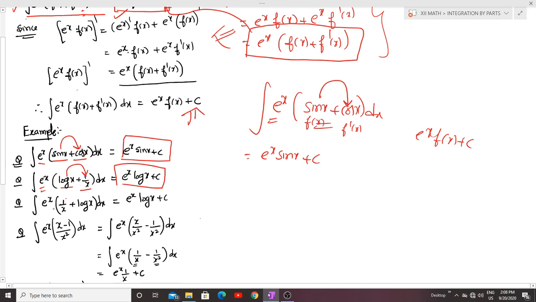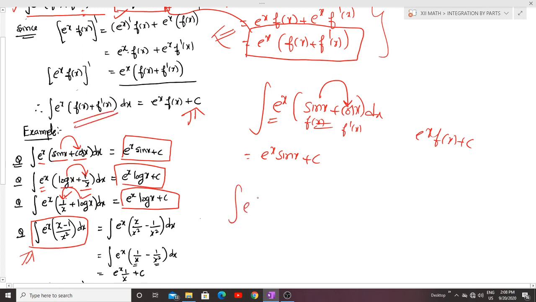Now, see, this time I have mismatched: the derivative of 1 by x is minus 1 by x square, but log x is here. So that's why you should think in reverse. The derivative of log x is 1 by x. So it is e power x into log x plus c. So it is e power x into (x minus 1) by x square, like this. This needed some sort of simplification before you use this formula.